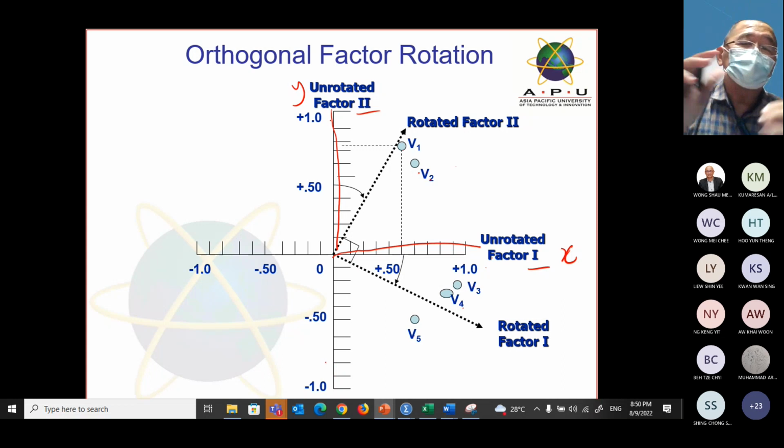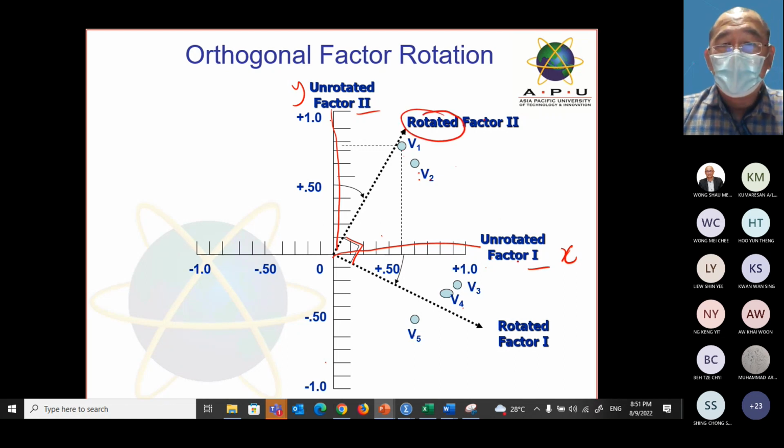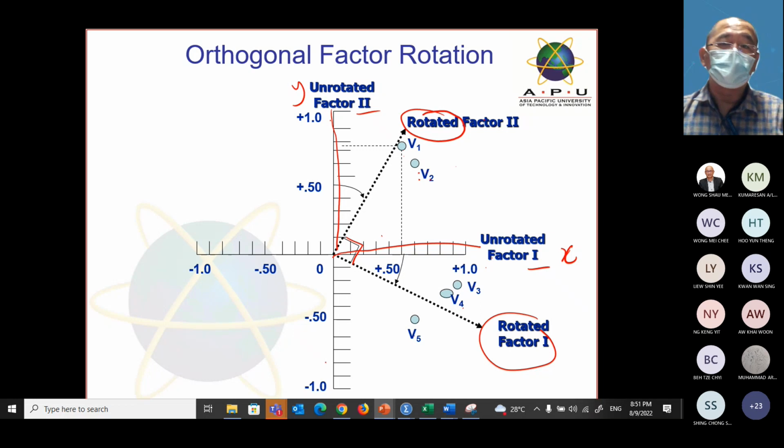Therefore, we do some rotation. You turn to the right a bit, but maintain the 90 degrees. Now v1, v2 are quite close to factor 2. In the rotated axes, variables 3, 4, 5 all three belong to factor 1. This is the logic.